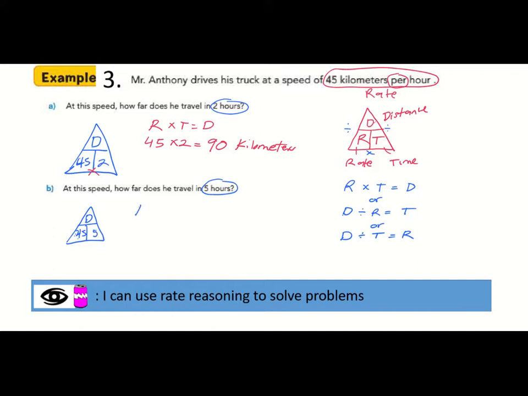So I'm going to say the rate times time is equal to the distance. So my rate is 45 kilometers per hour, times it by 5 hours, and my distance would be 225 kilometers.